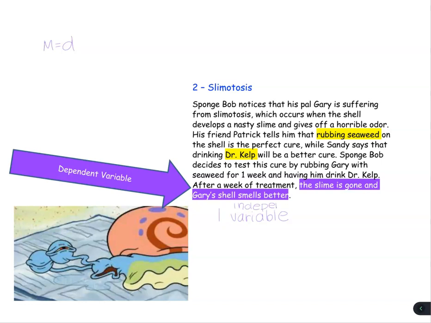So in this experiment, they don't know which one caused the change. So it's not a valid test.